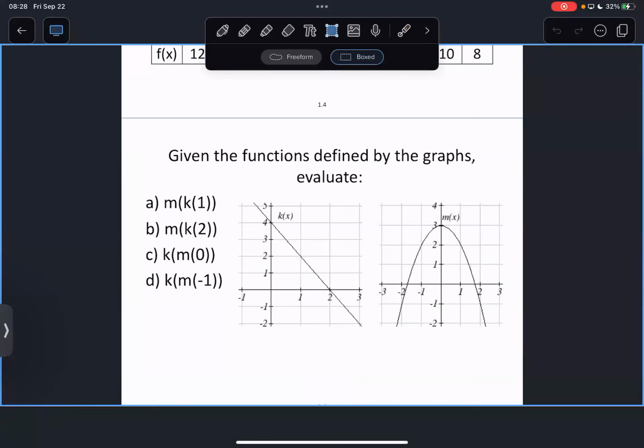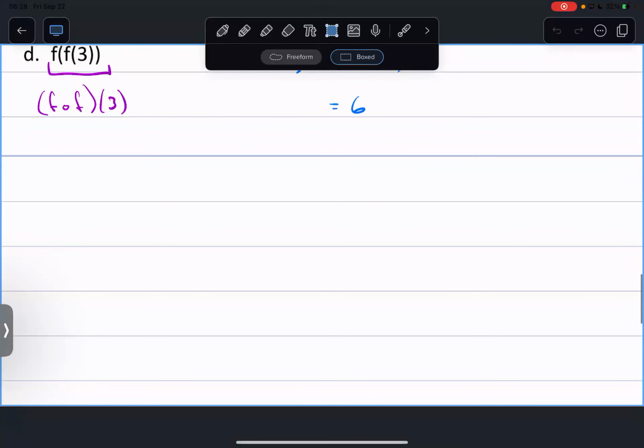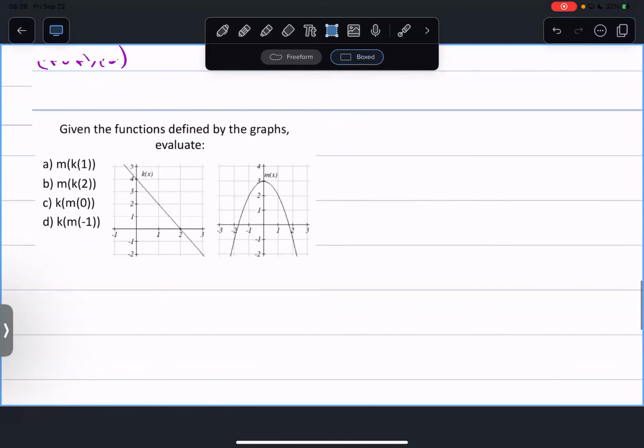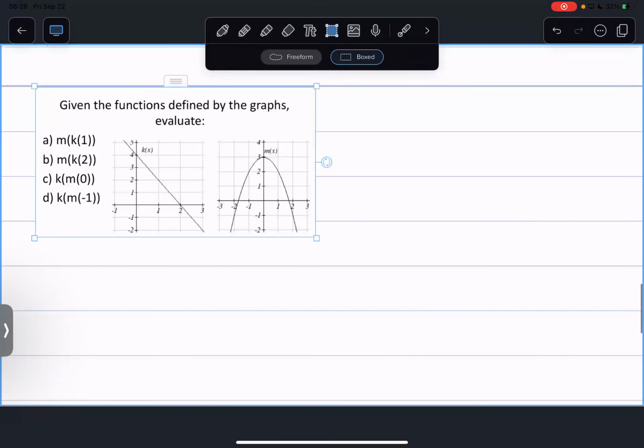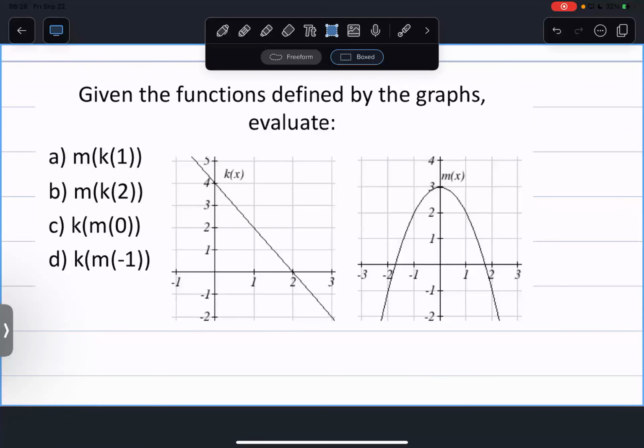What if we have graphs instead? Functions can be tables, functions can be communicated as graphs, or functions can be in terms of function notation, obviously. But we're building up to that. Okay. So first thing I want you to notice is that this is the graph for k of x, and this is the graph for m of x. Given some graph, we can give it an input, get an approximate output.